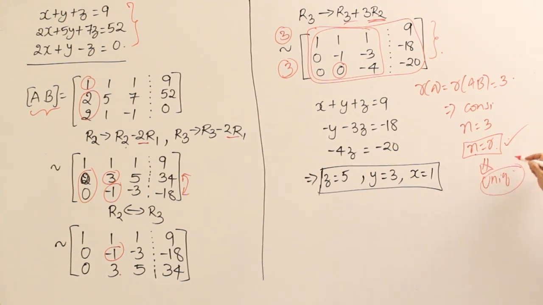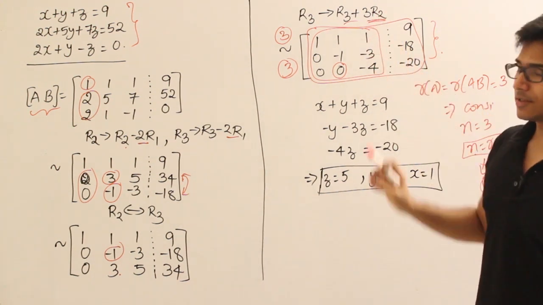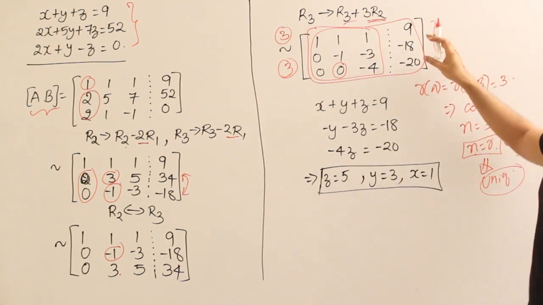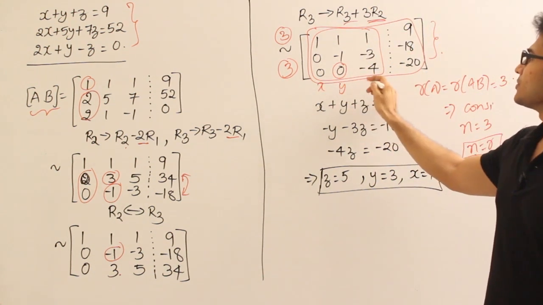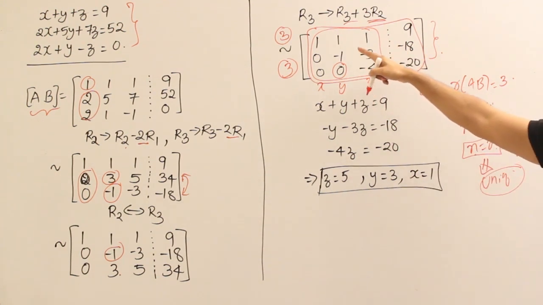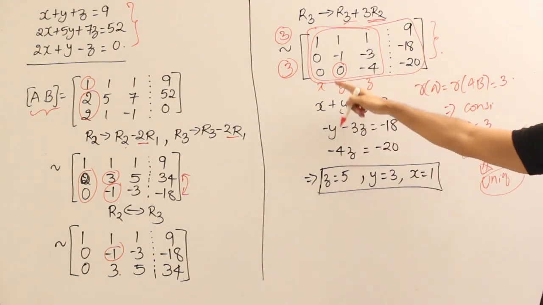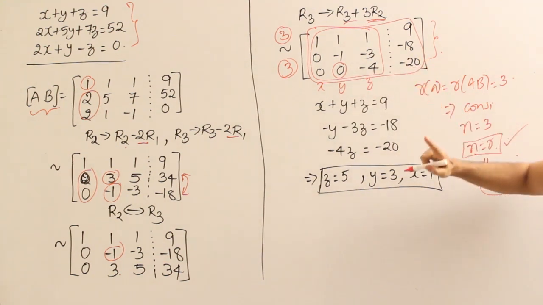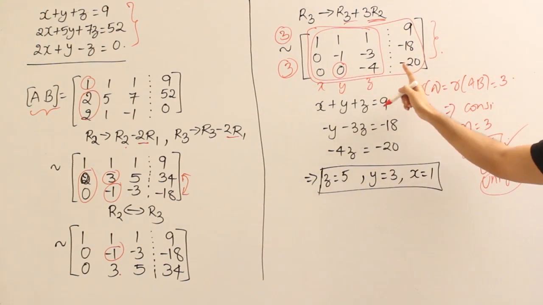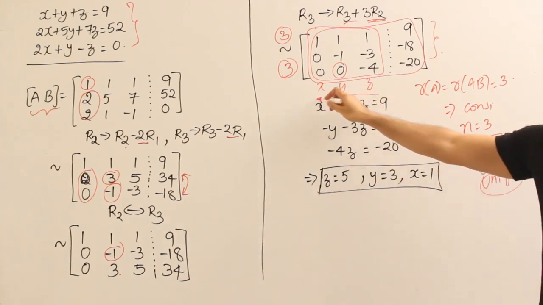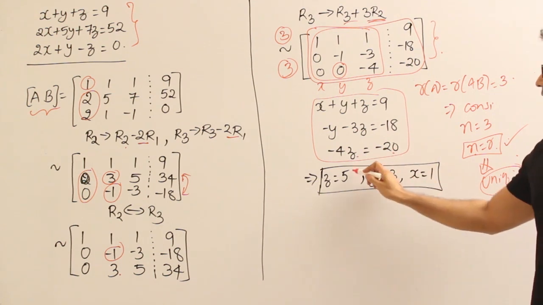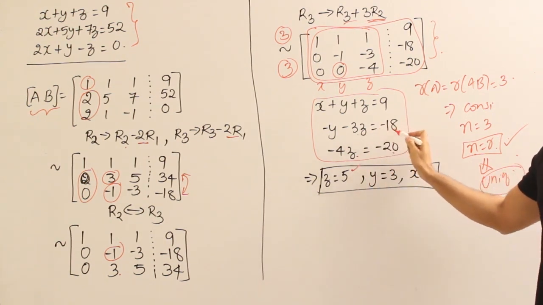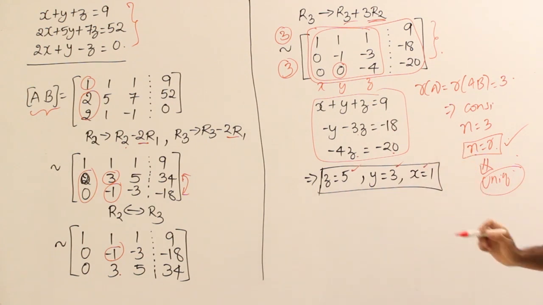Now how to find that unique solution? Take the transformed equations, this one, and try to solve them. So I am just writing them in the form of equations. First column is x, second column is y, third column is z. Then what is it? x + y + z = 9, and then -y - 3z = -18, -4z = -20. So this is what I got. From this you can see that z = 5, y = 3 and x = 1. So this is the unique solution that we have for this one.